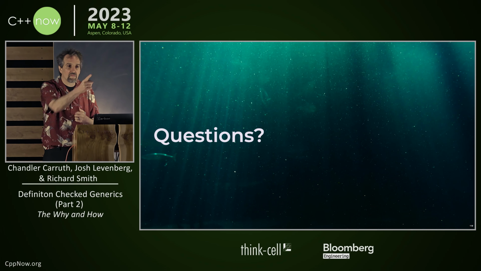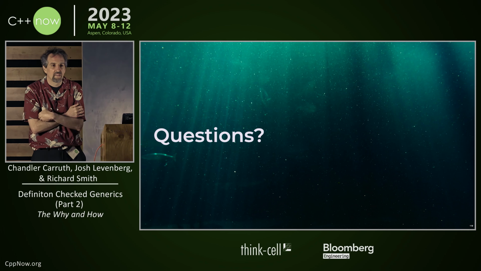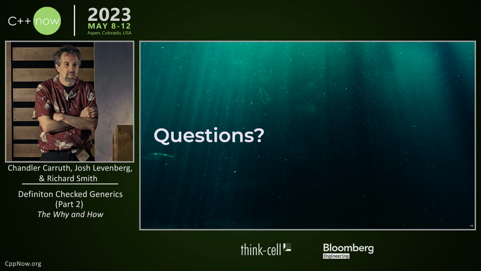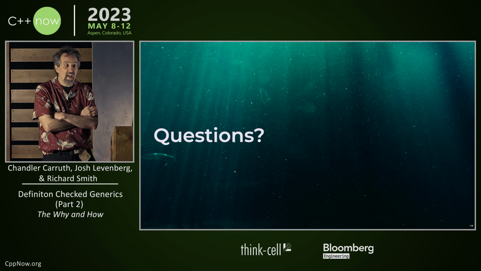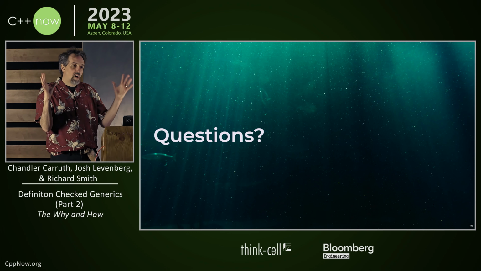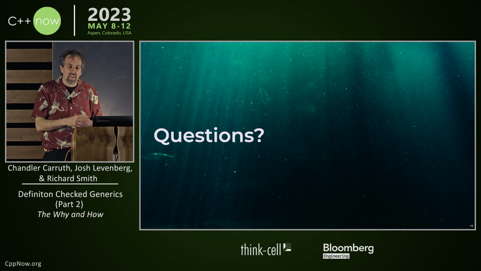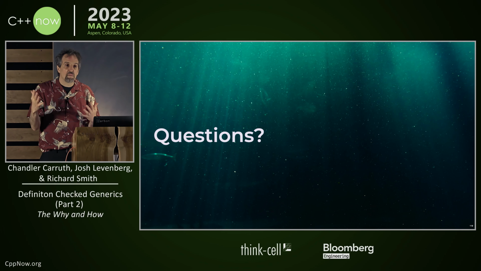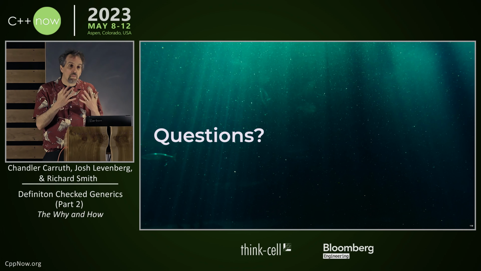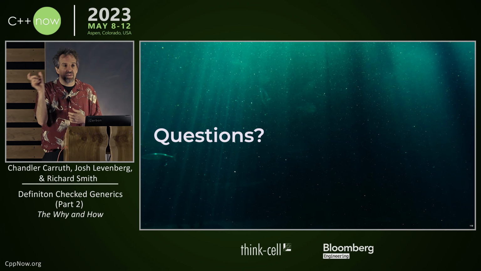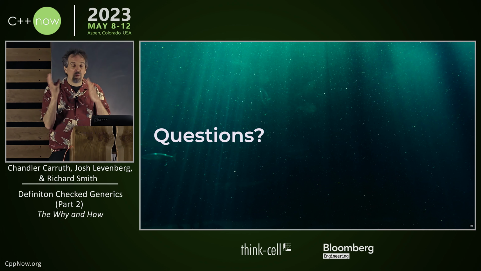Questions? Yeah? So right now in Carbon, do you have a function where one type is constrained by a check generic and the other one is a template type? Right. You can do that. Yes, in Carbon, each parameter is marked as either check generic or template, and they can be mixed. And we consider this important so that you can incrementally migrate from templates to check generics. So you can do that one parameter at a time.